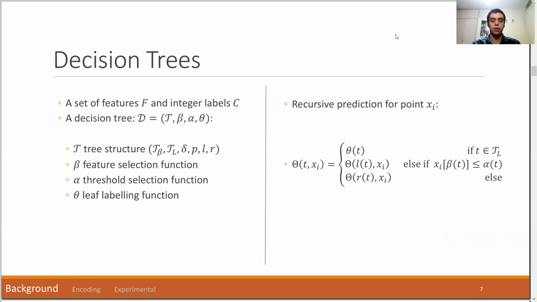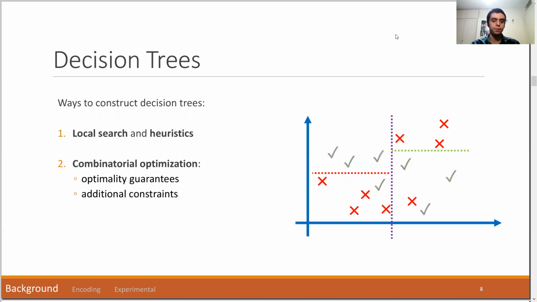And these are the mathematical details of what I just described. So a tree has a structure, it has a way of selecting features for each node, and it has a way of selecting thresholds and labeling its leaves. And then there's a recursive function that you can see on the right that recursively asks the question of where the data point should be directed until it reaches a leaf, and it gets the label.